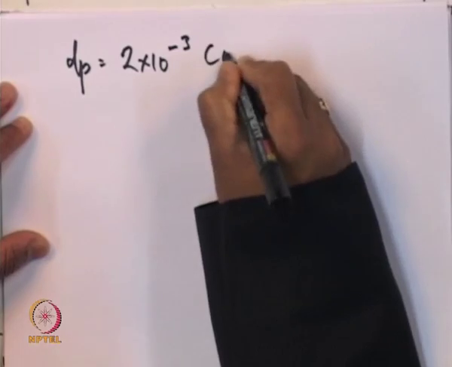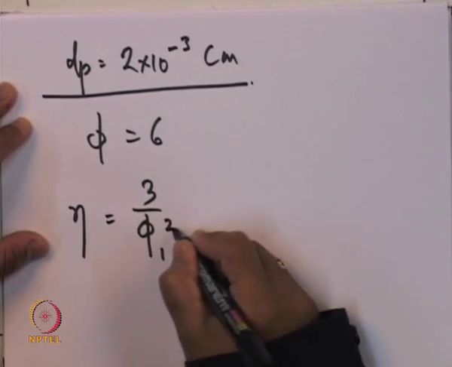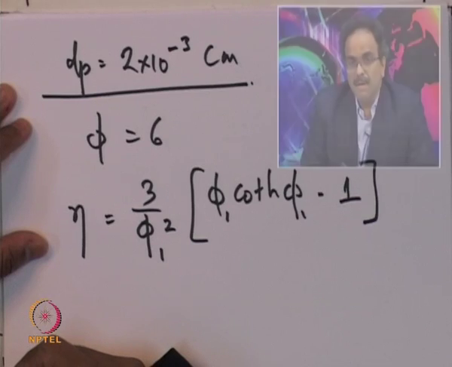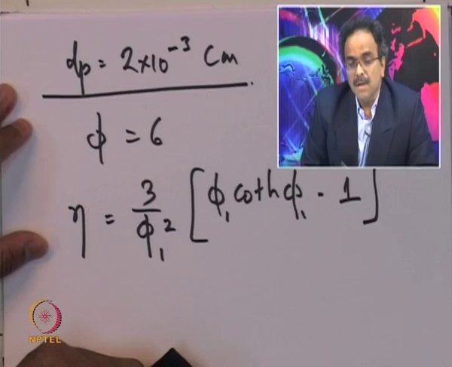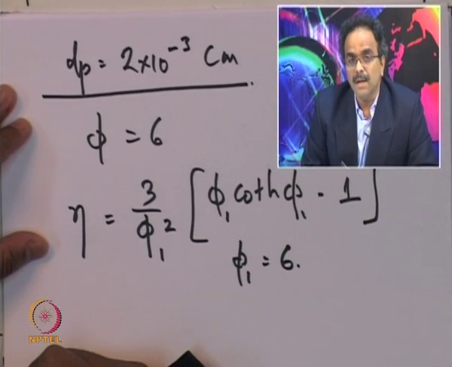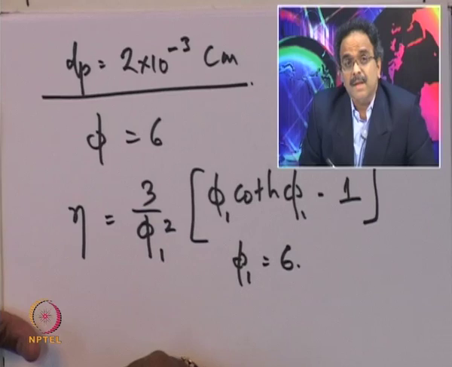All right, fine. So what is the effectiveness factor in the earlier case when the diameter dp is 2 × 10⁻³ centimeters, which is given? In this earlier case, phi is 6, so eta is equal to 3 divided by phi square, times (phi coth phi minus 1). We know this. Now, if you substitute phi equal to 6 here, you are going to get a value which is much less than 0.8, you can verify that. It would be of the order of 0.4 to 0.5, that low.